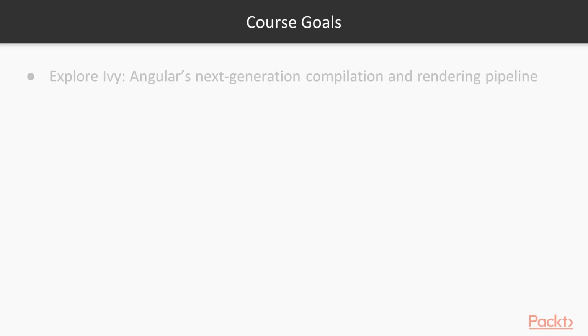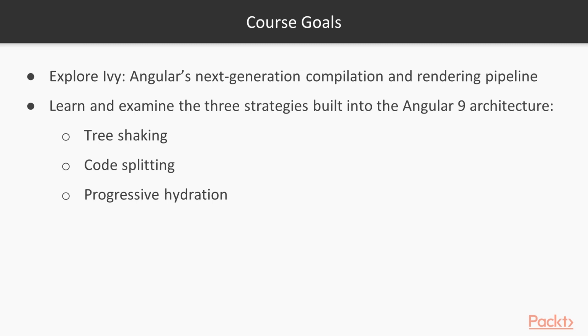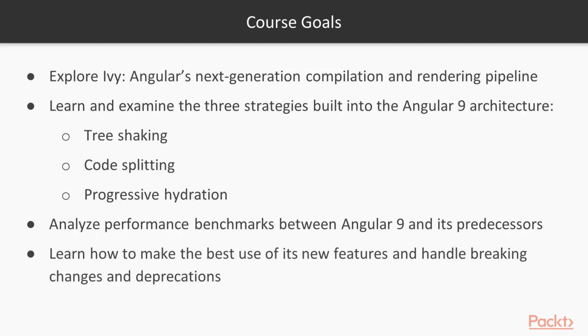And so here are the goals for this course. We're going to explore Ivy. Of course, this is the new engine for Angular 9. We'll learn and examine the 3 strategies built into the Angular 9 architecture: tree shaking, code splitting, and progressive hydration. We'll also analyze the performance between Angular 9's Ivy engine and its predecessors, and also learn how to make the best use of these new features and how to handle any breaking changes and deprecations.